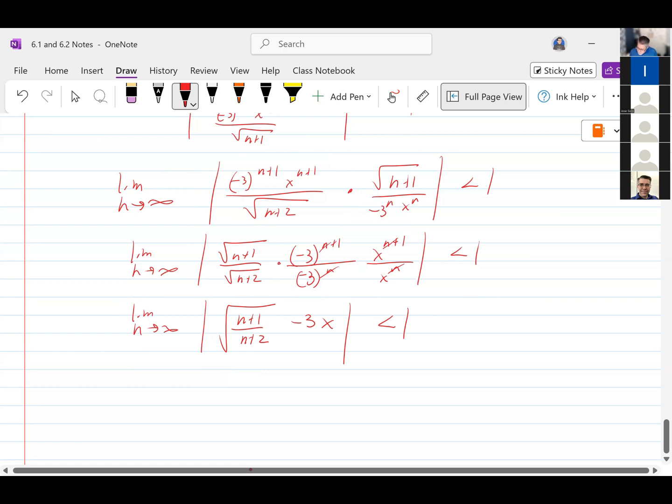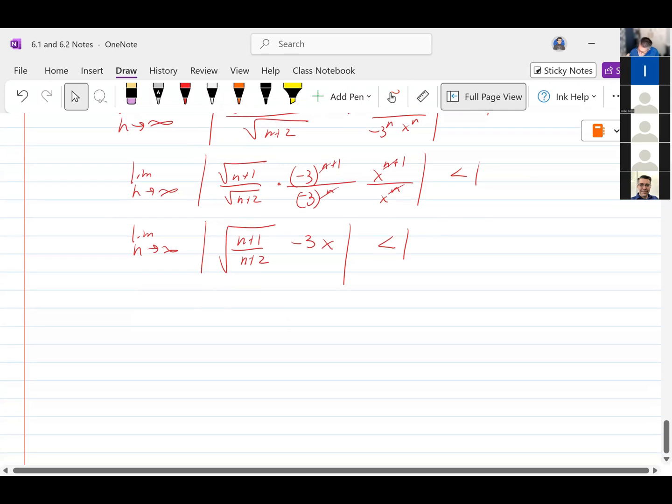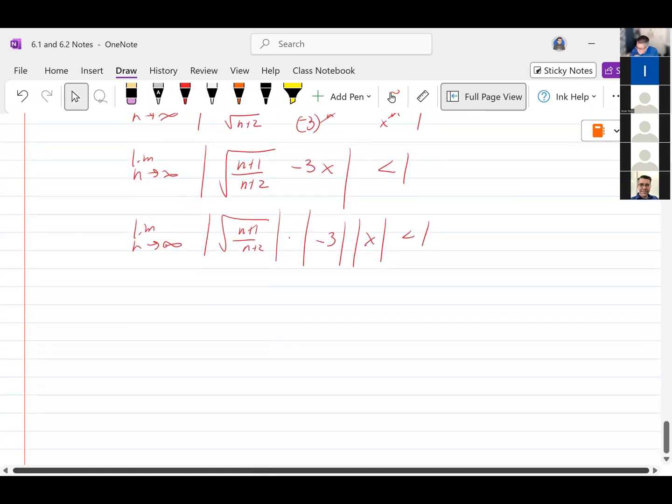Okay, now let's take our limit. I can separate this if I really want to. Absolute value of the square root of n plus 1 over n plus 2, times the absolute value of -3 times the absolute value of x is less than 1. I can break it up like that if I really wanted to.